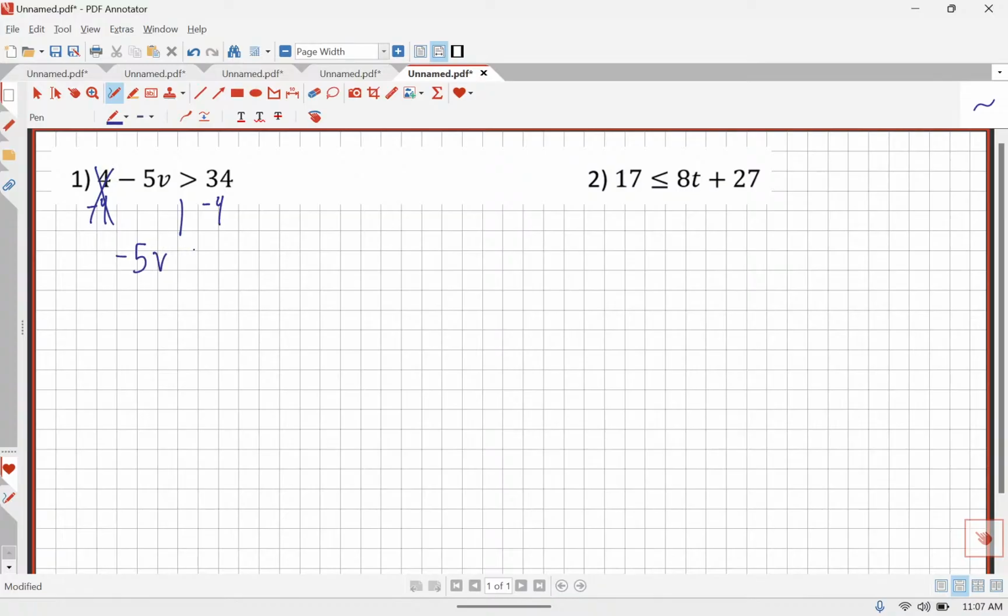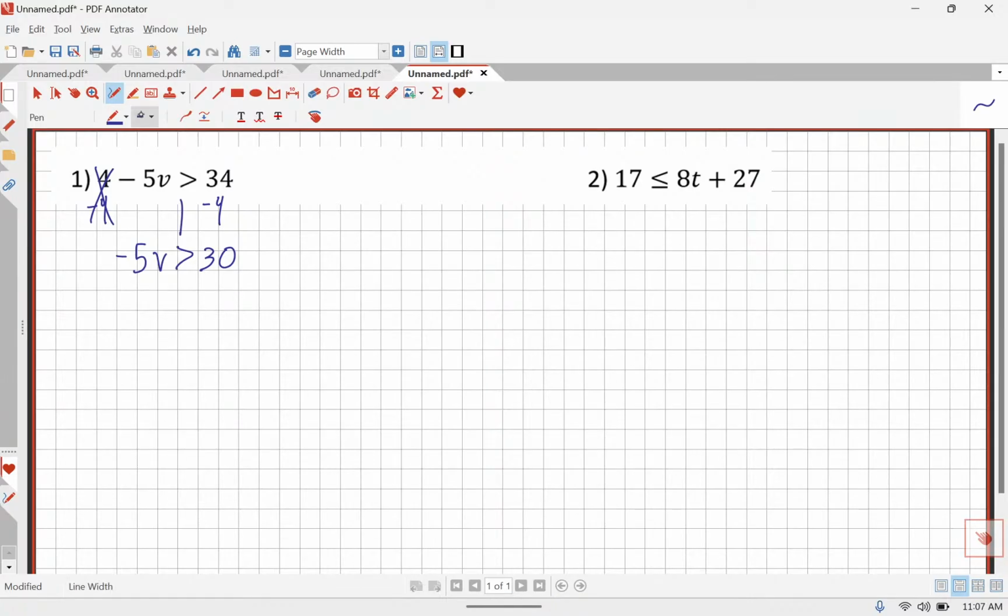Negative 5v is something than 30. Now, Brooks, did I just multiply or divide by a negative number? So I'm going to keep the symbol the same. The only time you swap it is when you multiply or divide by a negative number. And speaking of, what's my next step here, Brooks?